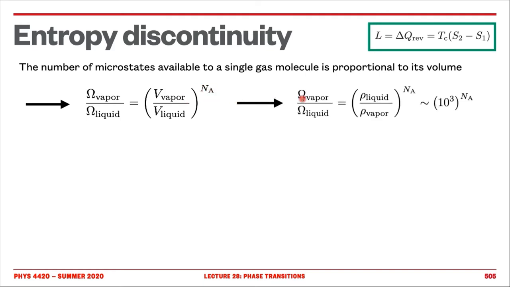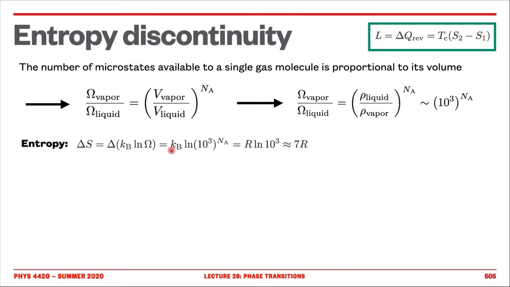Of course, I can also write that the same term is equal to the ratio between the density of liquid and density of vapor, the reason being that these densities are related to the inverse of the volume. And in most comparisons of liquid to vapor, the density is about a factor of 1,000. That's about true for water, for example. And so we end up with the ratio between the number of microstates in the vapor phase and the liquid phase being 10 to the power 3 to the power 3 Na, Na being the Avogadro number. So the entropy in the vapor phase is much larger than in the liquid.